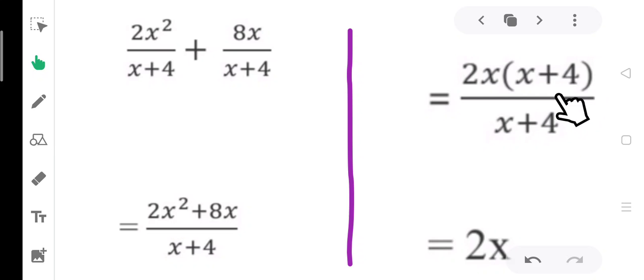Now we can see a common factor in the numerator and denominator. We have x plus 4 here. Divide x plus 4, this becomes 1. X plus 4 divided by x plus 4 becomes 1. So we have 2x as our final answer because 2x times 1 is 2x over 1, that is 2x.